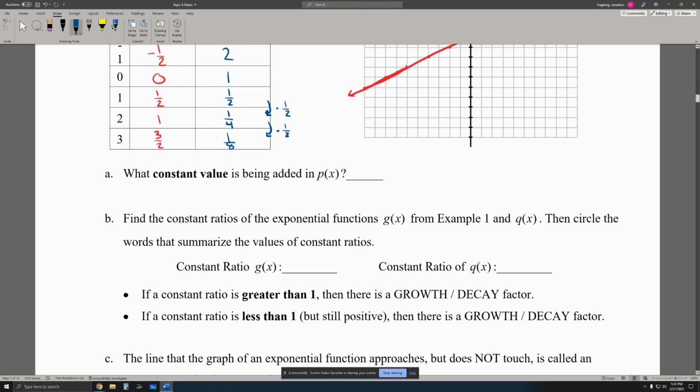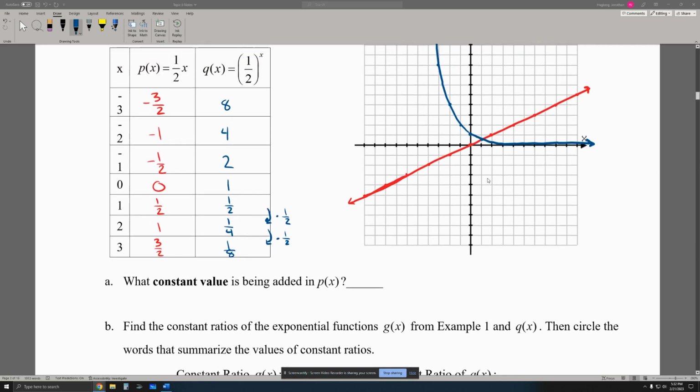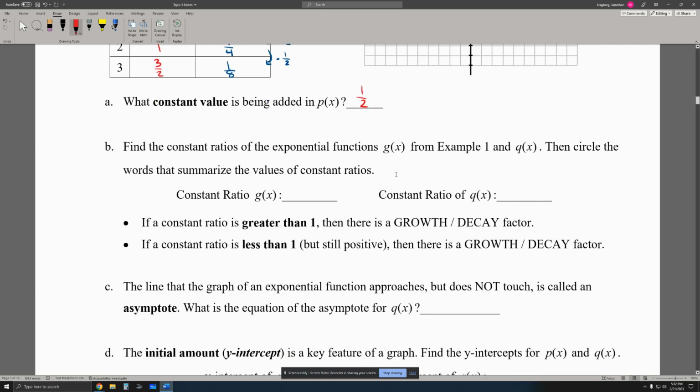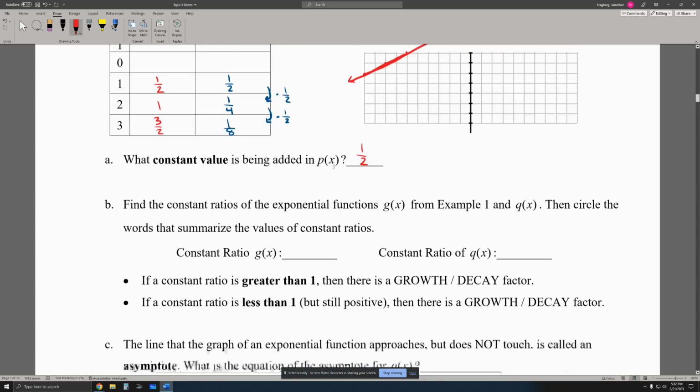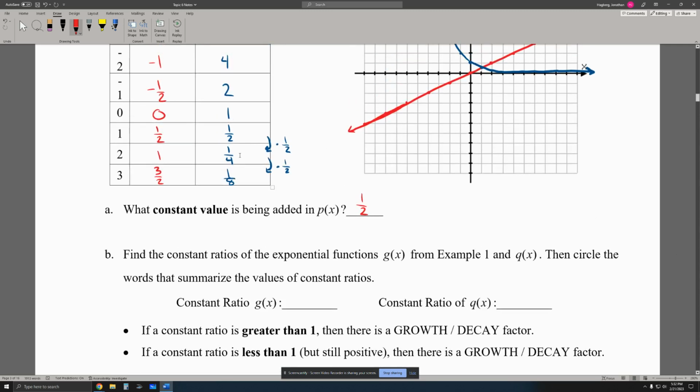All right, so part A, what is the constant value that is being added in p of x? So what are we adding each time? Well, in this case, we are adding 1/2. That's our rate of change, our slope in the linear function. Okay. For part B, in order to find the constant ratios of exponential functions, we can find the ratio between any two consecutive terms.